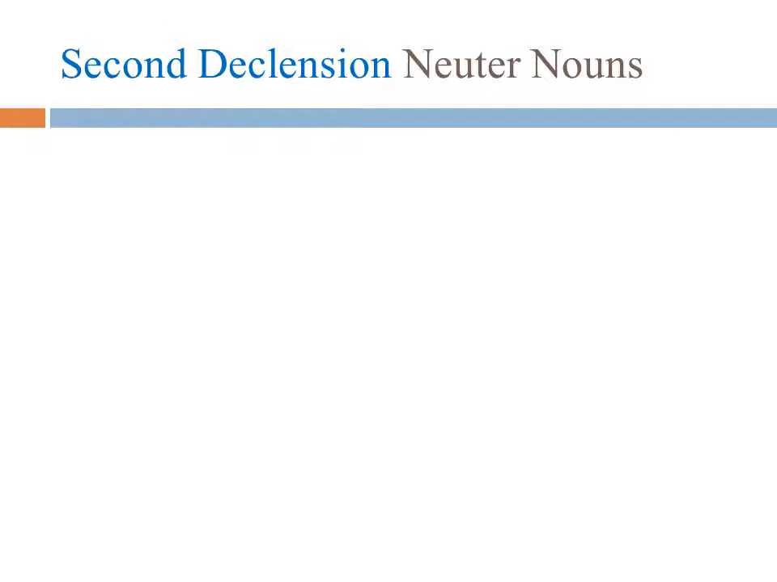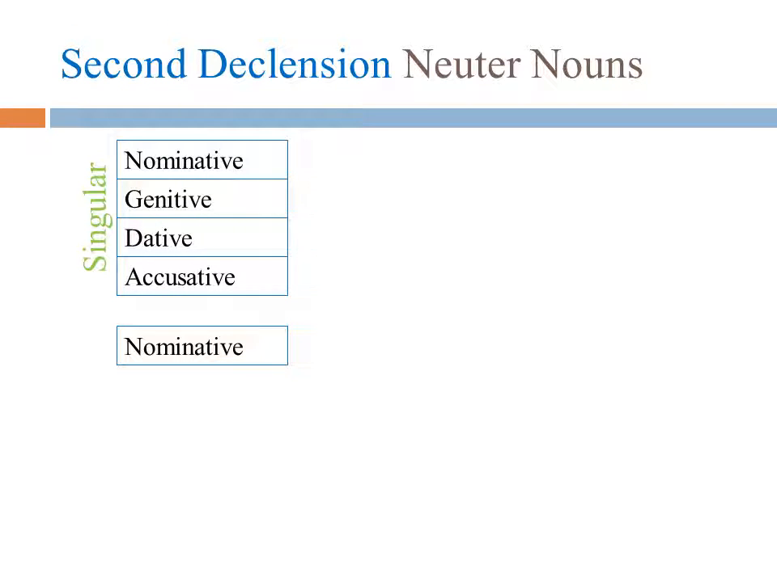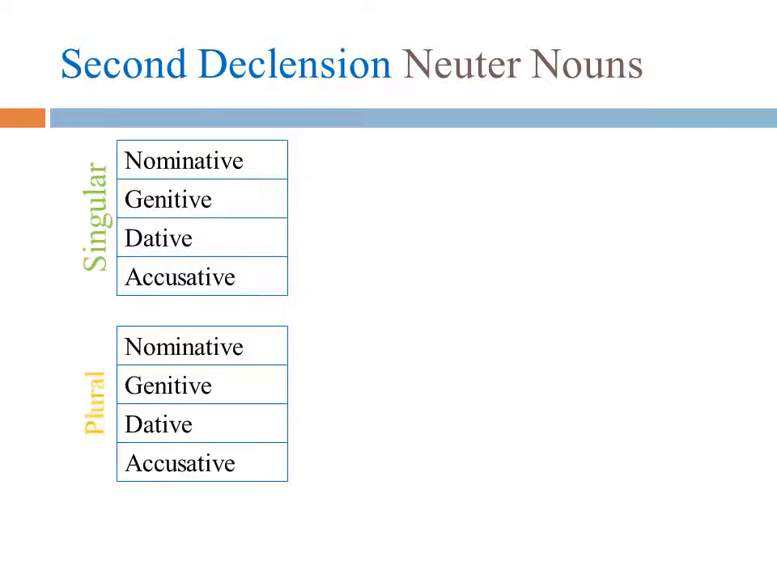Second declension neuter nouns. Again, these are nouns that have an omicron at the end of the root, and that's the definition of a second declension. And they're slightly different, and the interesting thing is what is the same with neuter nouns and masculine. So we're going to set it up: singular, nominative, genitive, dative, accusative; plural, nominative, genitive, dative, accusative.